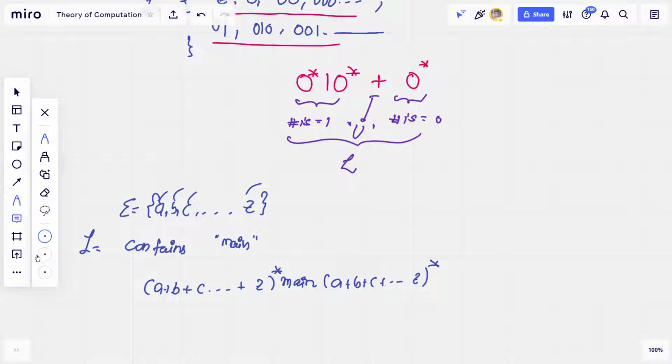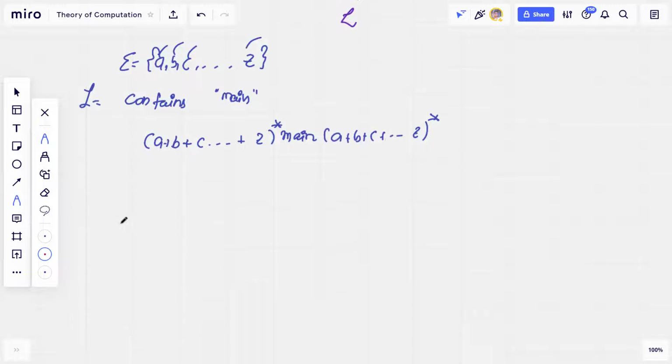To make this notation more compact, let me take a variable letter equal to A plus B plus C plus so on up until Z. It's not common, but we can do that. So basically, this letter variable represents either A or B or C or D or so on up to Z. And what is my required regular expression?